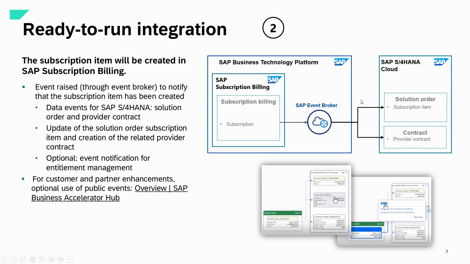And at first, we create in the solution order the subsequent information about the subscription item on the one hand, and on the other side, we create the provider contract. So we have two activities based on the event. You also see here the screenshot. This is our subscription. And here we see even this was the time when Benedikt pressed and we had to jump to the subscription billing. At this point, you also see that we have here the provider contract created.